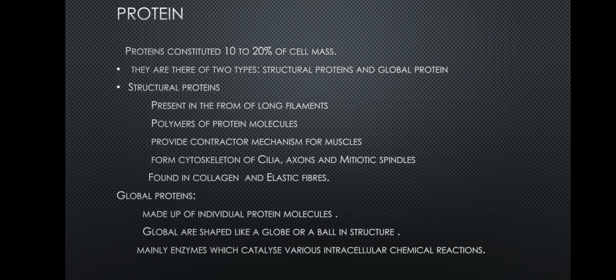Proteins constitute about 10 to 20% of the cell mass, and there are two types, structural proteins and globular proteins. First, the structural proteins. These are present in the form of long filaments and are polymers of protein molecules.